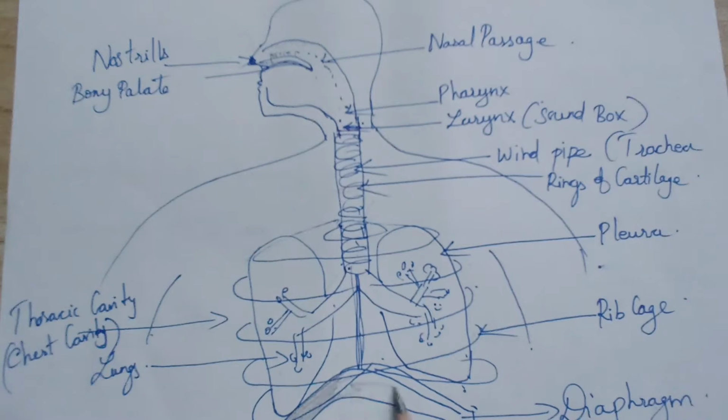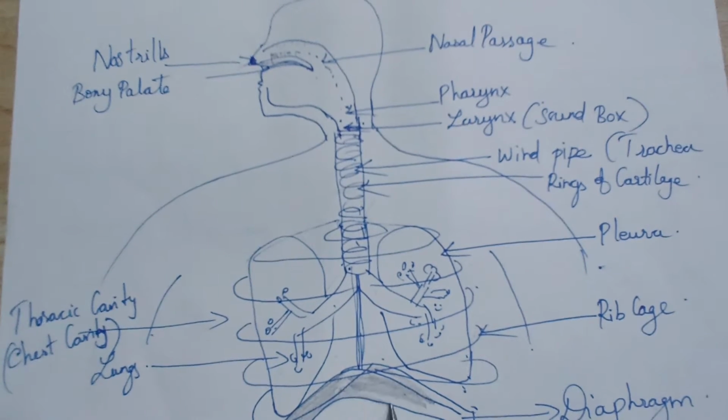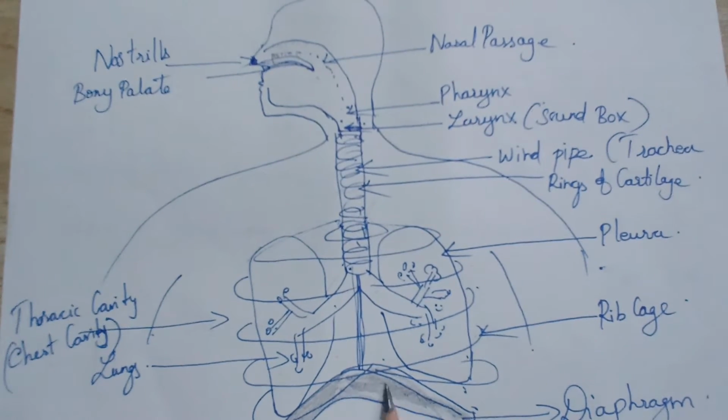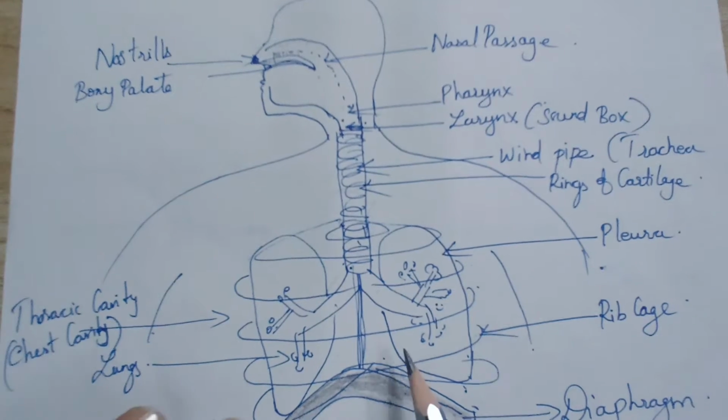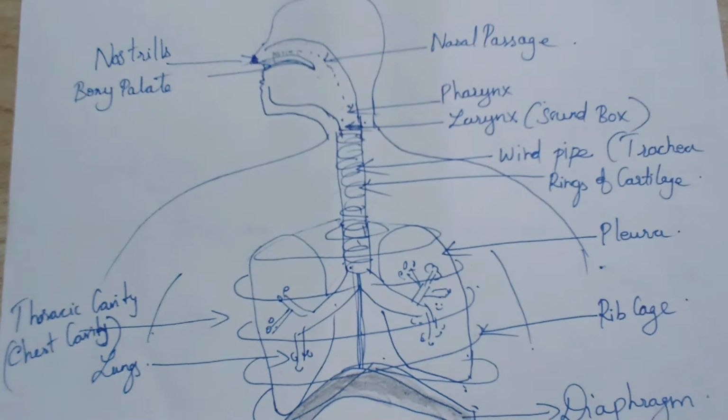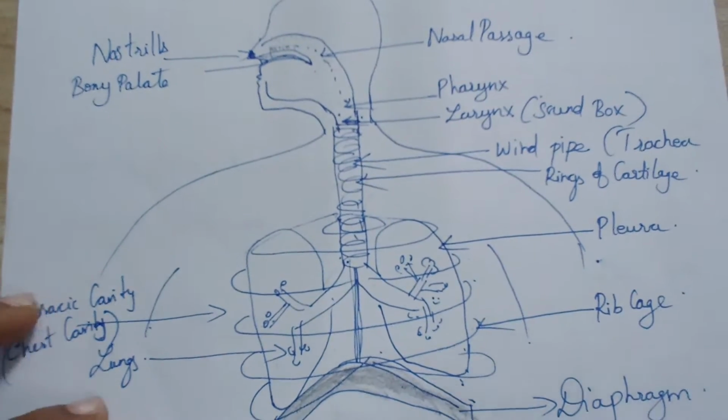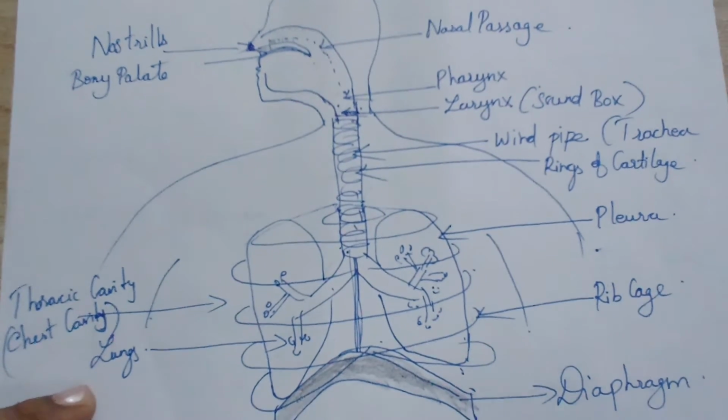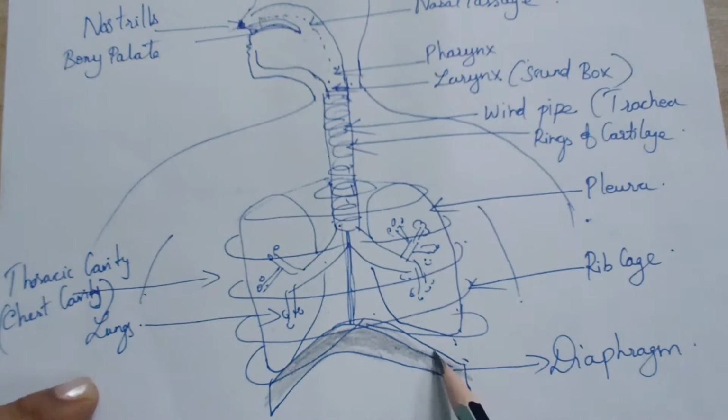This is a large muscular thing which separates the lungs from the digestive system. It is present between the lungs and the digestive system, that is, the stomach. This is your diaphragm.